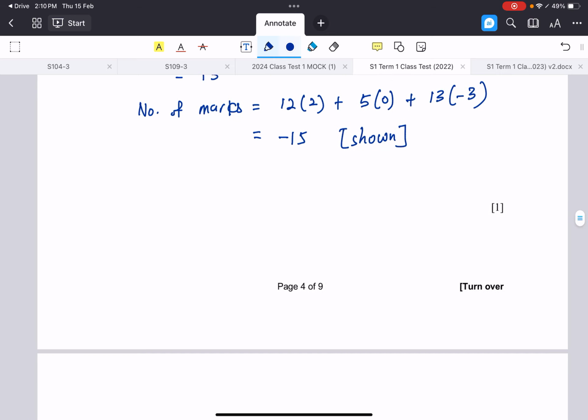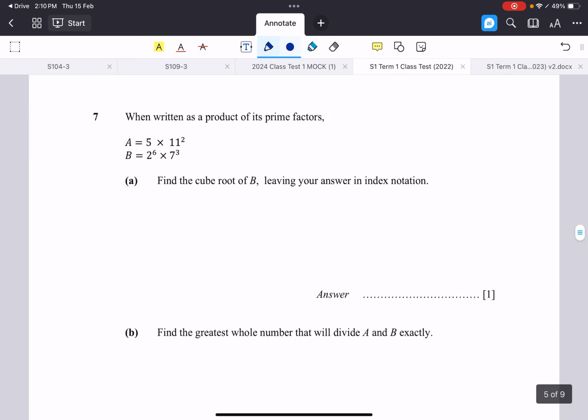Okay, moving on. Question 7. When written as a product of prime factors, we have 2 numbers A and B. Okay, and they want us to find the cube root of B, right? Leaving the answer in index notation. So the cube root of B is the same as the cube root of 2 to the power 6 times 7 cubed, right? So this will be the same as 2 to the power 2 times 7.